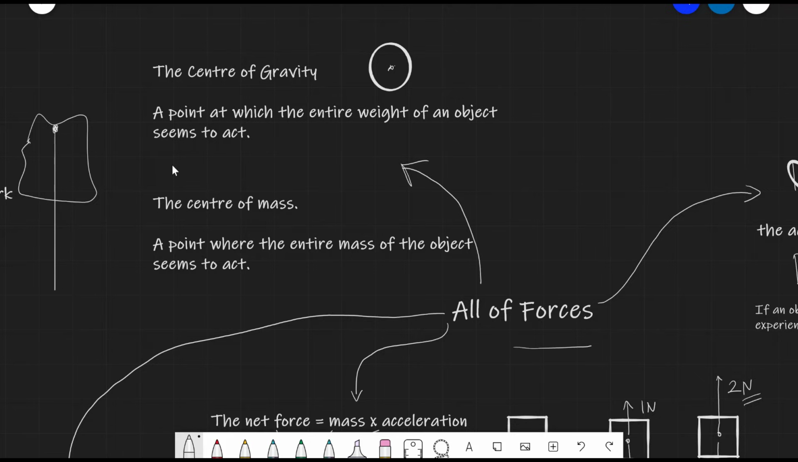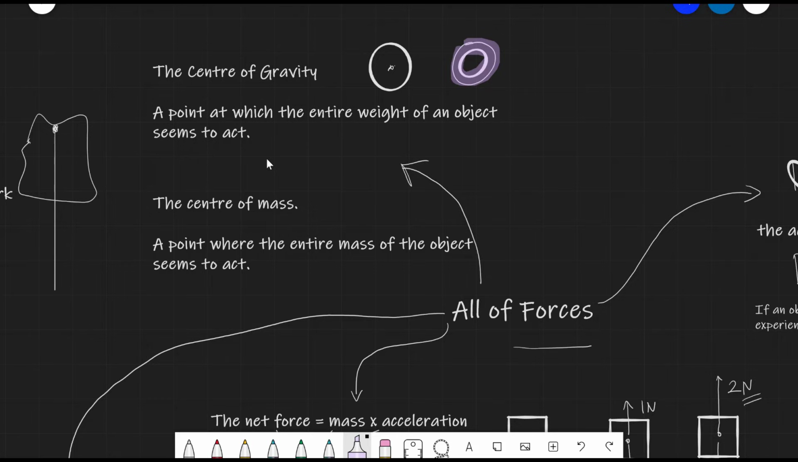If something though is, let's say, shaped like a donut, then the center of mass will be somewhere in the center, even though there isn't, let's say, some physical atoms in the center. So right over here, even though there's nothing, the center of mass will still be, in this case, the geometric center. The center of mass can be very, very similar. Essentially, it's a point where the entire mass of the object seems to act, whereas the center of gravity is where the entire weight of the object seems to act.